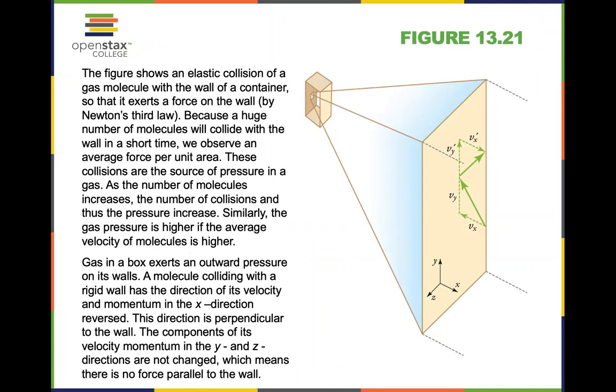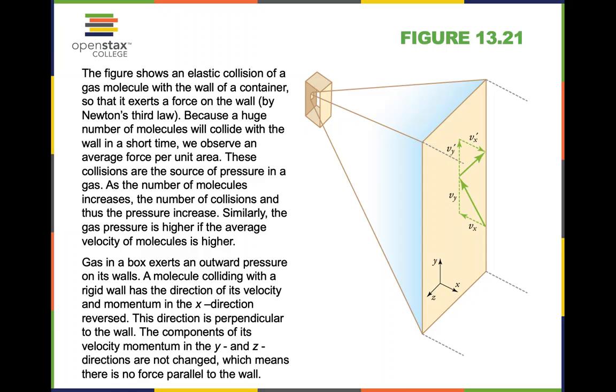So here the figure shows an elastic collision of a gas molecule with the wall of a container, so that it exerts a force on the wall by Newton's third law. Because a huge number of molecules will collide with the wall in a short time, we observe an average force per unit area. These collisions are the source of pressure in a gas. As the number of molecules increases, the number of collisions and thus the pressure increase. Similarly, the gas pressure is higher if the average velocity of molecules is higher.